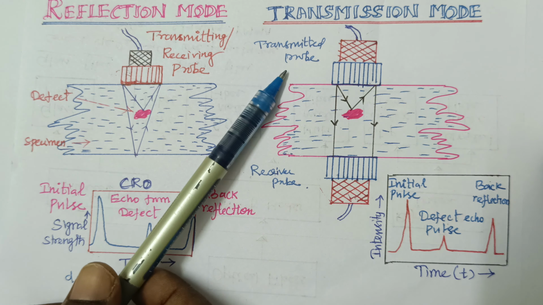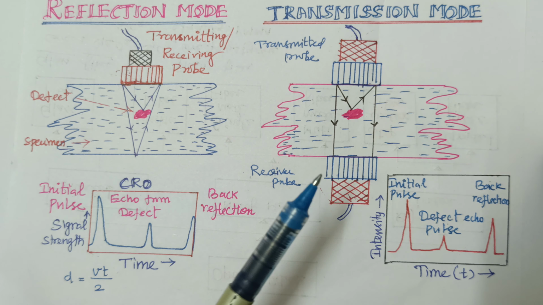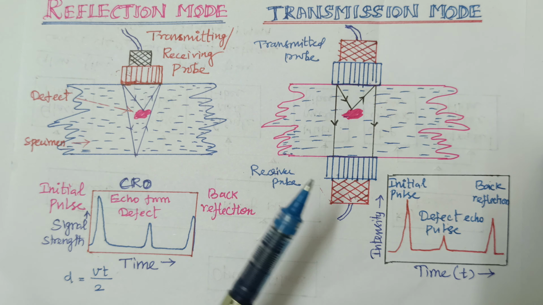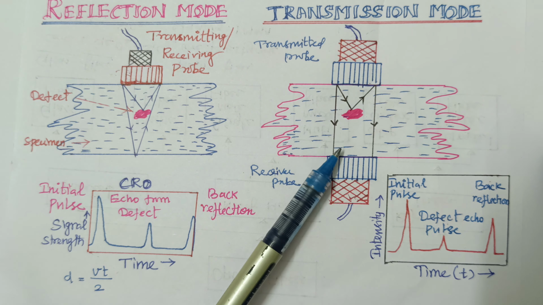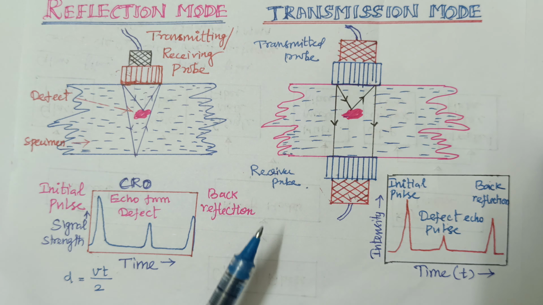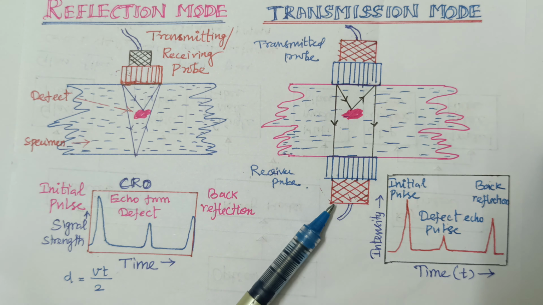That is the transmitted probe and the receiver probe. And the depth of the defect cannot be determined. In this method, we are not able to find the depth of the defect. This is one of the failure cases of the through transmission method.